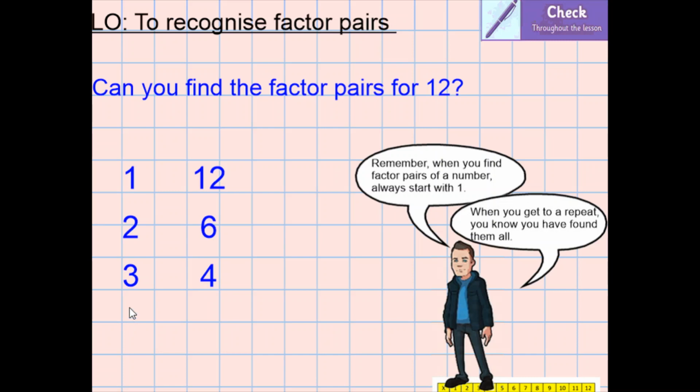And then if you carried on to 4, yes, 4 will go into 12, but it will go into 12 3 times. So you'd have a repeat. So we don't bother writing that because you've just used those numbers again. So that's where we'd stop, and we know we've found them all. So 12 has 6 factors and it's got 3 pairs. 1, 2, 3.